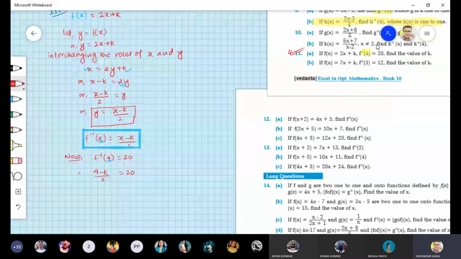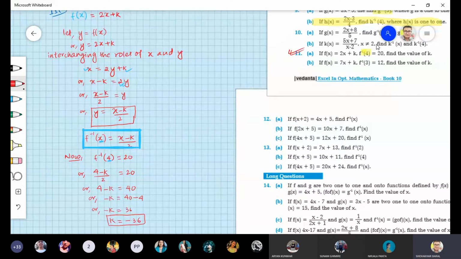Has anyone solved this question? Have you got the solution or not? Yes, sir. What is the answer? Minus 36. Very good. Minus k is equal to 40 minus 4. So it will be minus k is equal to 36 and k will be equal to minus 36. This is your answer. I hope all of you have solved this.